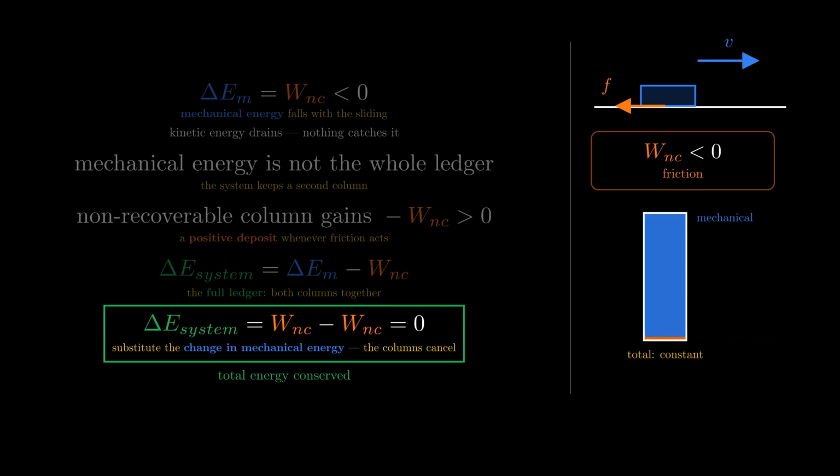What has happened is a transfer, not a loss. The missing mechanical energy has become non-recoverable energy. Energy the system can no longer organize back into the motion of the book. The non-conservative work measures precisely how much made the one-way trip. Processes that generate non-recoverable energy are called irreversible processes.